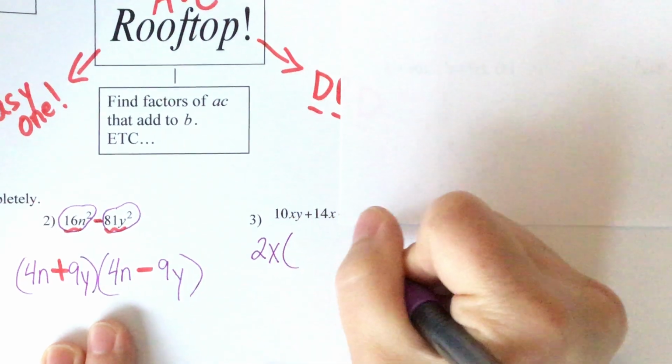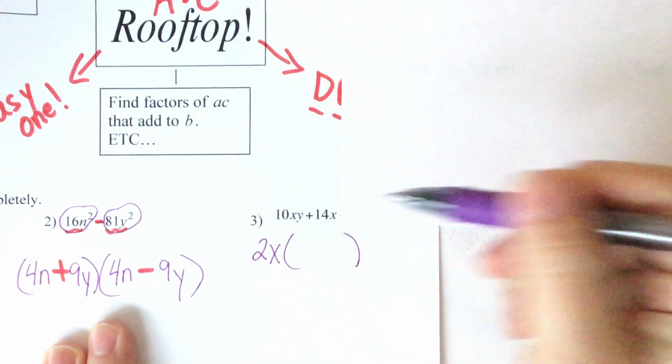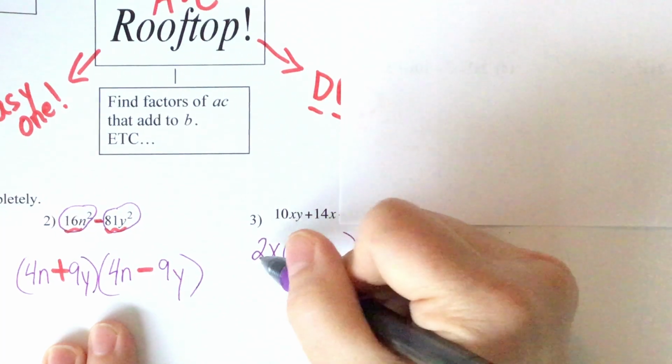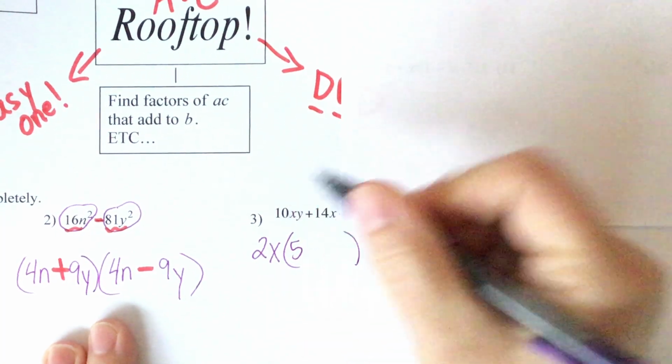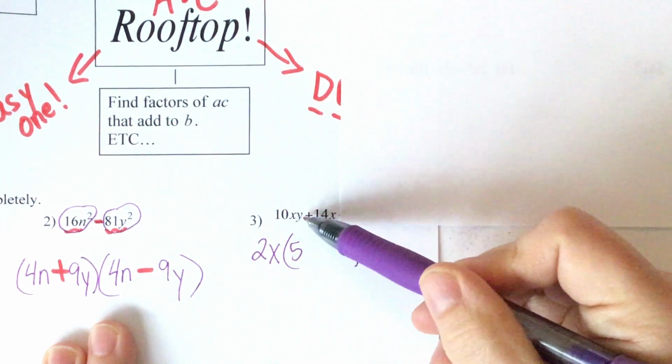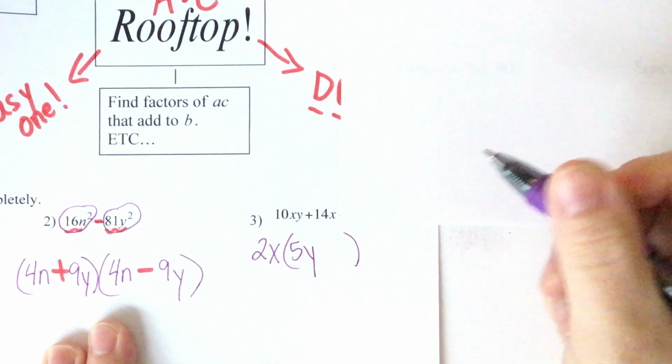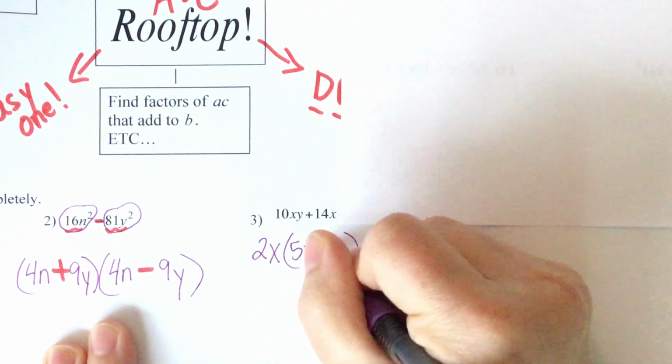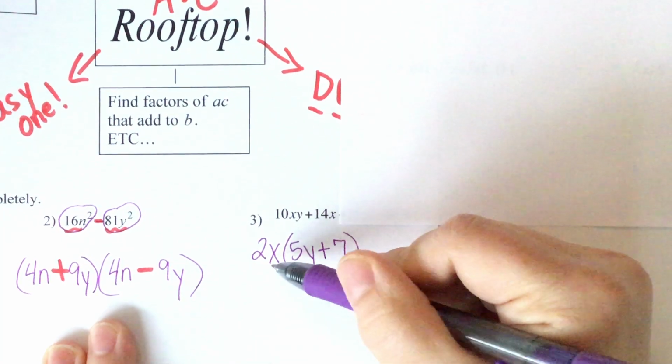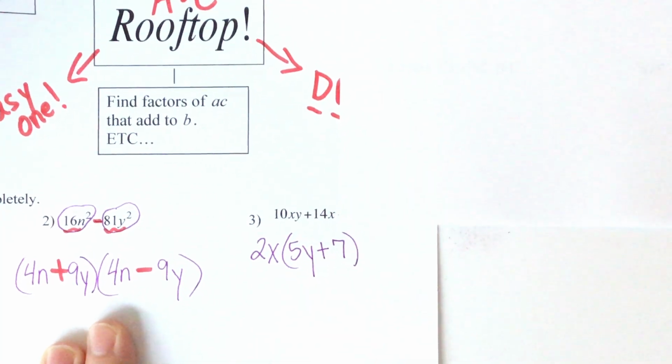Okay, let's build our parentheses and get these 2 terms back. So 2 times 5 would make the 10. The x's are a match, but I need a y. Okay, 2 times 7 would make the 14, and the x's are a match, so I don't need any.